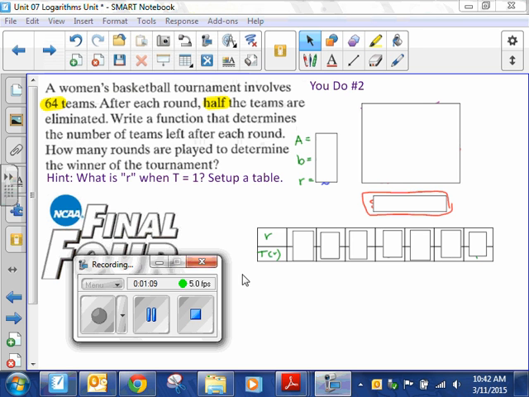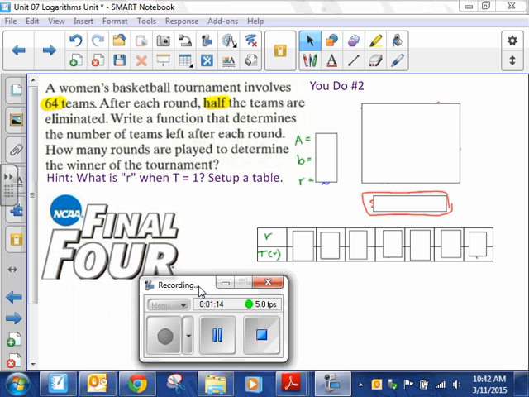A women's basketball tournament involves 64 teams. After each round, half the teams are eliminated. Write a function that determines the number of teams left after each round. How many rounds are played to determine the winner of the tournament? Hint: what is R when t equals 1?